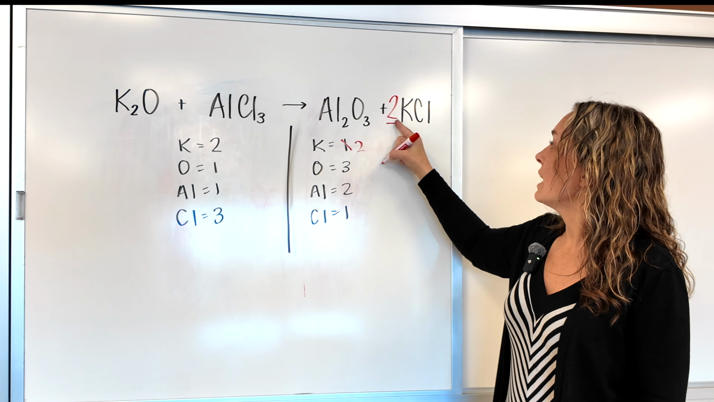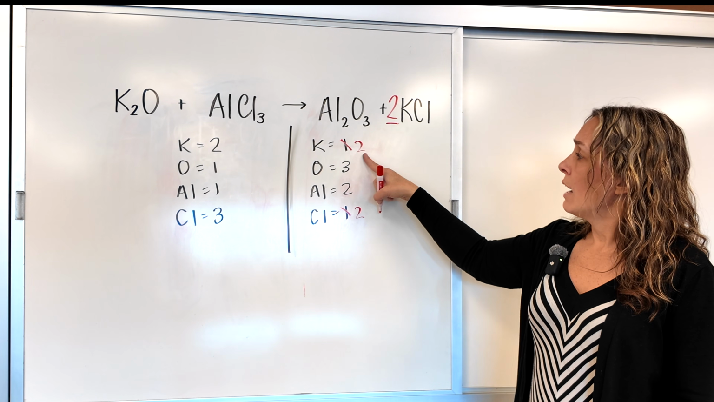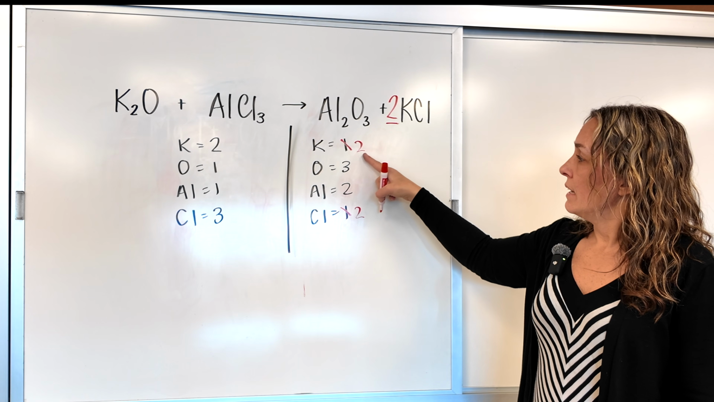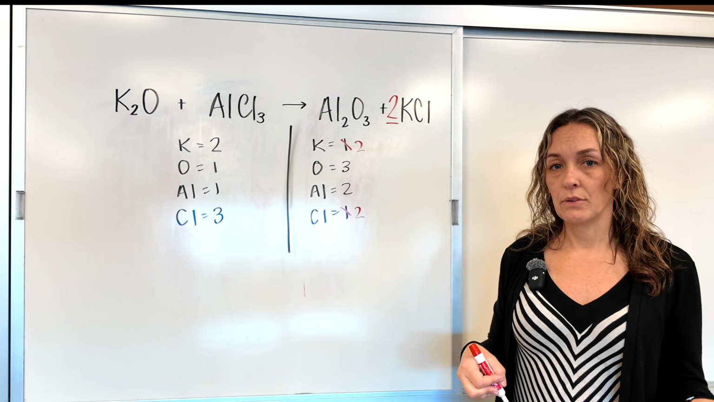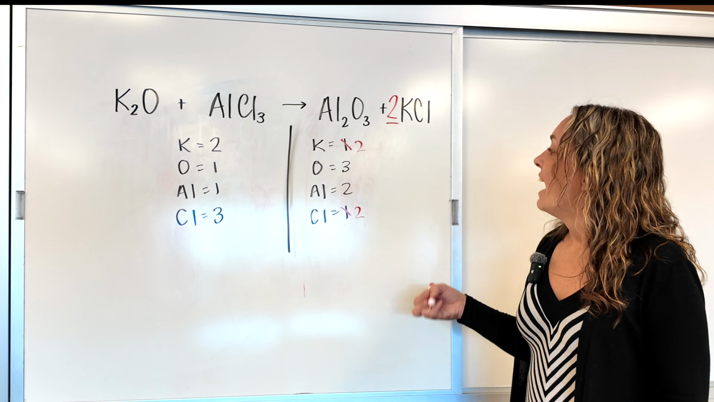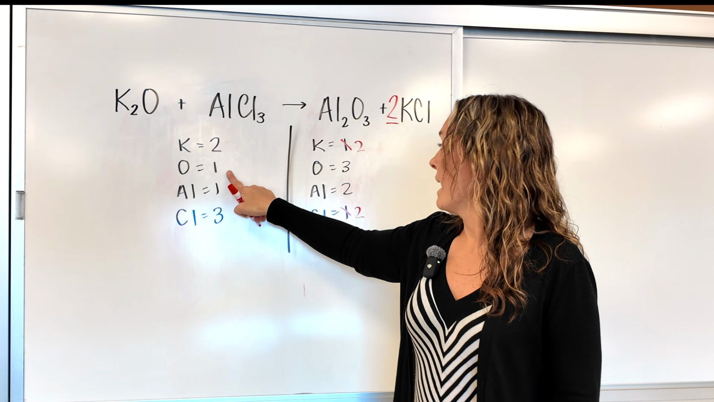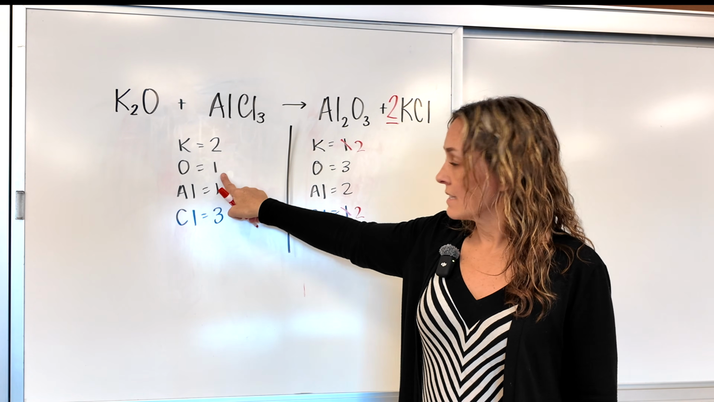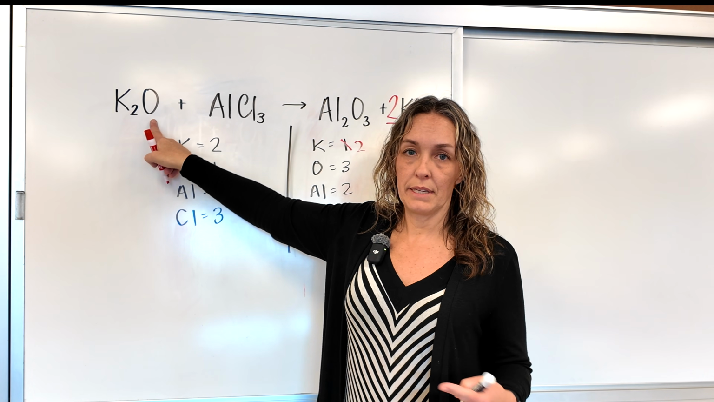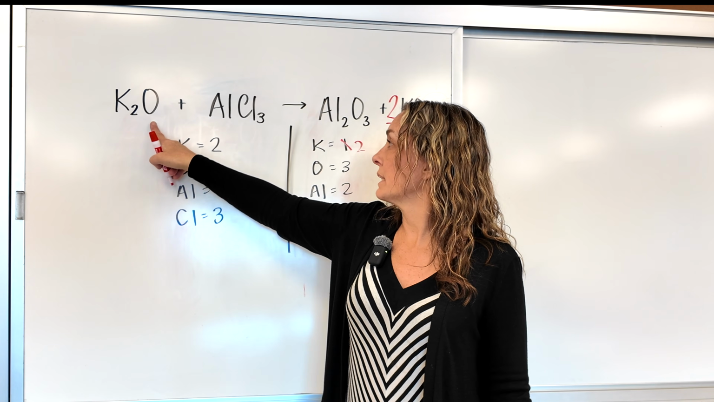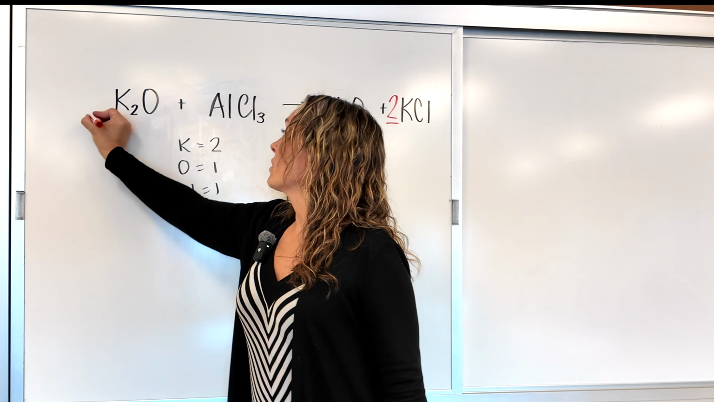I now have 2 Ks, but don't forget I also have 2 chlorines. Now my Ks match, but none of my other elements do. Remember that it's going to take several times of going back and forth before you get these to balance. Oxygen is my next one that doesn't balance. In order to make the oxygen match, I'm going to go to the side that has less, the reactant side. I'm going to find the oxygen. I cannot add subscripts because subscripts are determined by stability, and this is already a stable, happy compound. So I'm going to put a coefficient out front.